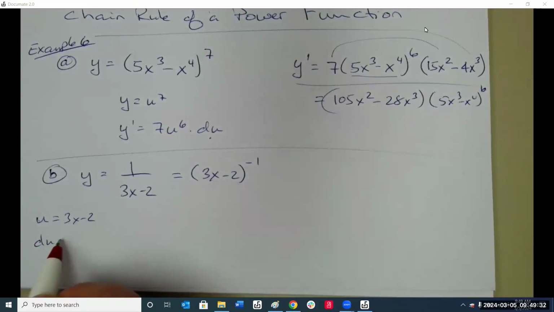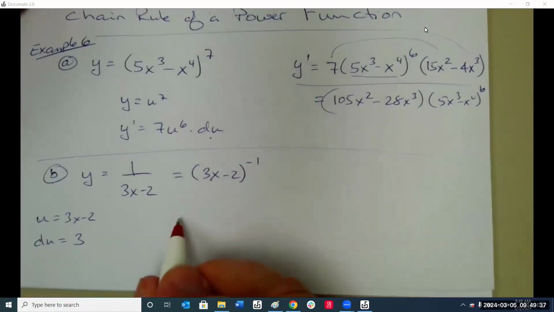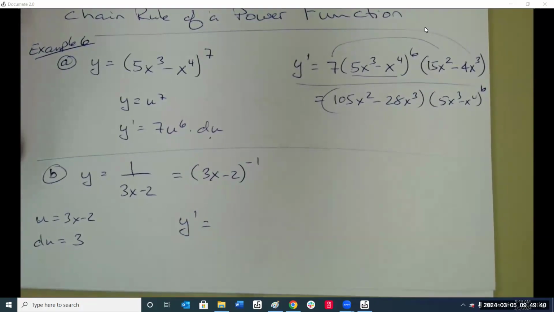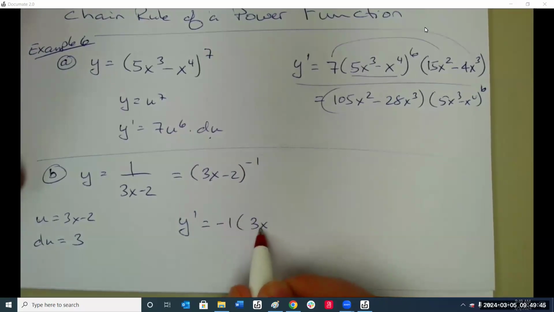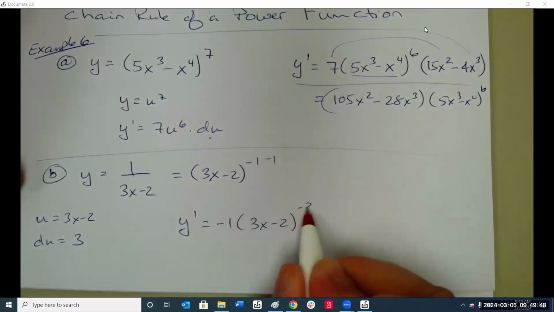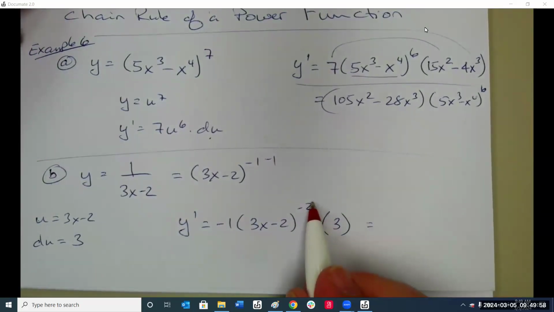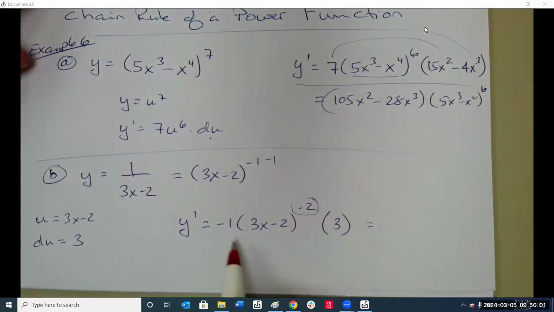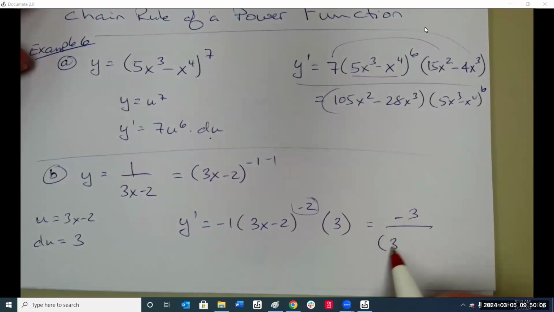U is inside there, 3x squared. Du is simply 3. So y prime would be bring down the power, negative 1, and subtract 1, which makes it negative 2, times the derivative of the inside. You never want a negative exponent as a final answer. So we have negative 1 times 3 is negative 3, and (3x minus 2) squared on the bottom. And there's your answer.